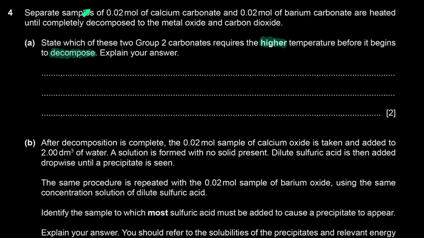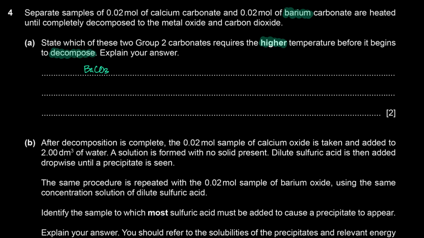So which of these carbonates is more thermally stable, barium carbonate or calcium carbonate? Whichever one is more thermally stable requires a higher temperature. If it's more stable, more heat is required. And we know that the thermal stability of carbonates increases down the group. So barium is lower down the group than calcium. Therefore, barium carbonate is more thermally stable. So we can say that barium carbonate will require the higher temperature.